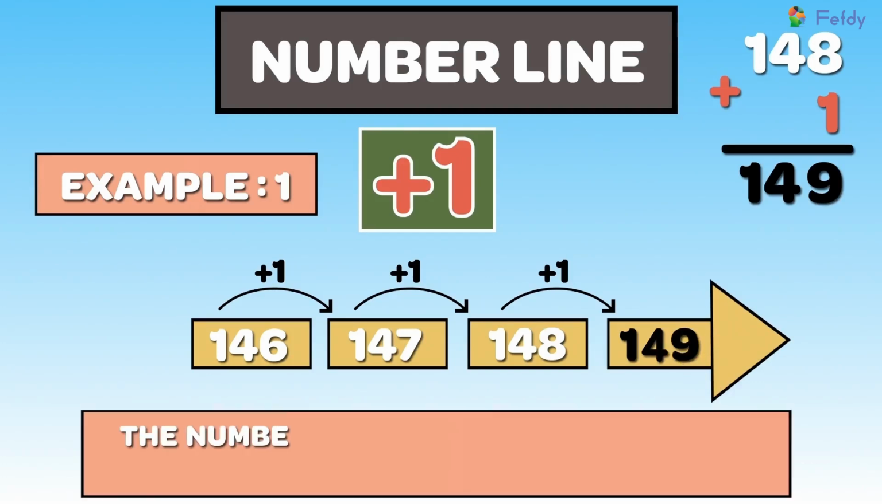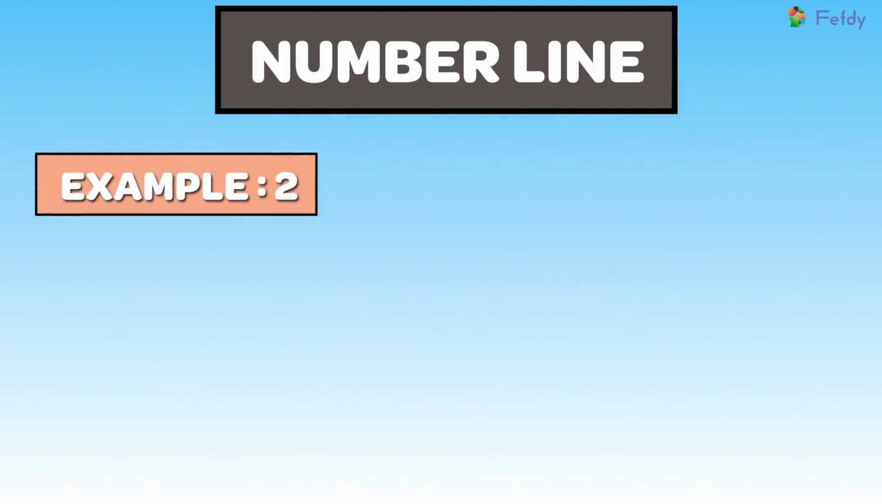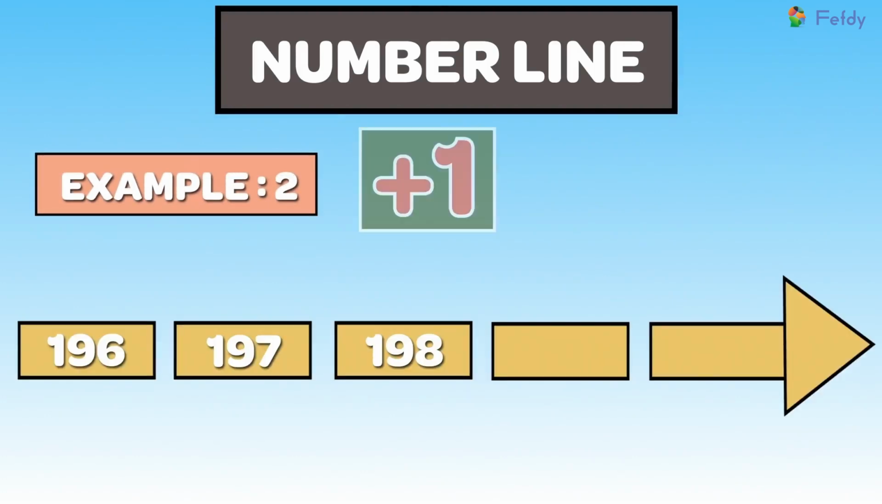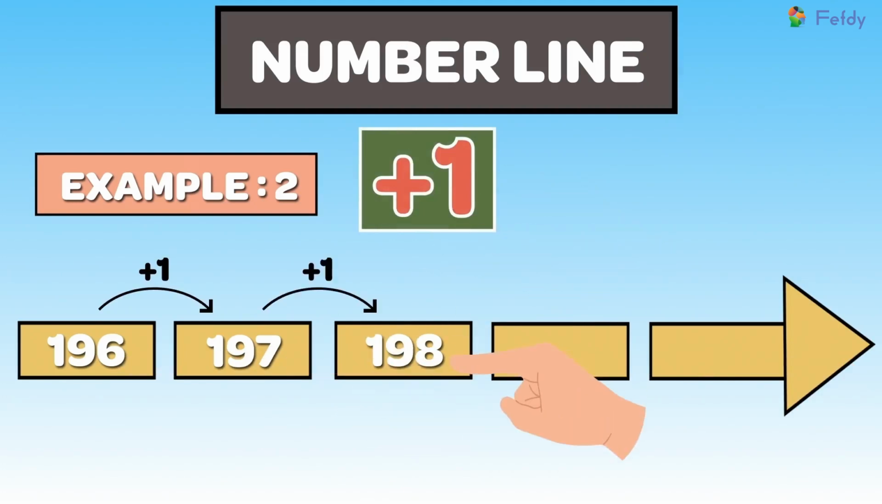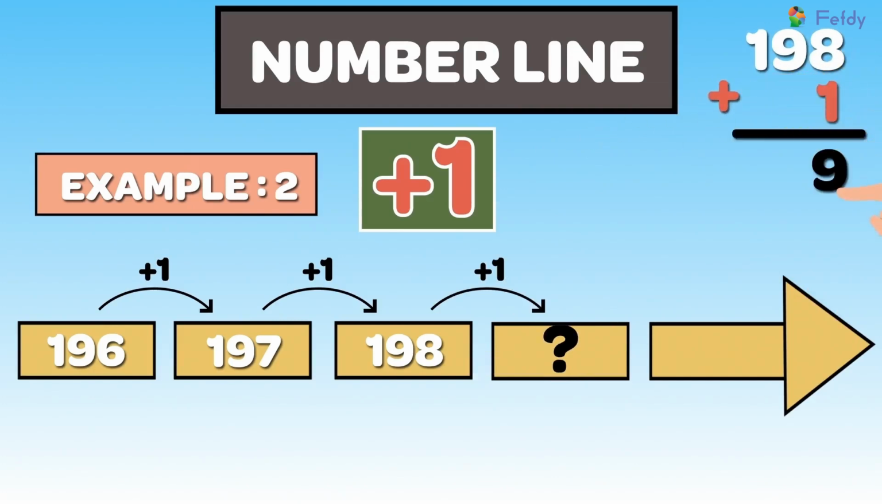The numbers on a number line increase as one moves from left to right. Example 2. 196 plus 1, 197. 197 plus 1, 198. 198 plus 1. What comes next? 198 plus 1. 8 plus 1 is equal to 9.